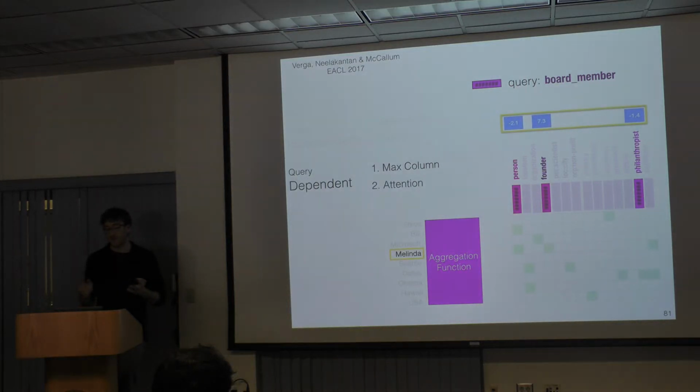And the second query-dependent method we looked at was an attention-based one, where we're going to take a weighted average over all of the observed types, but relative to their similarity score to the query.